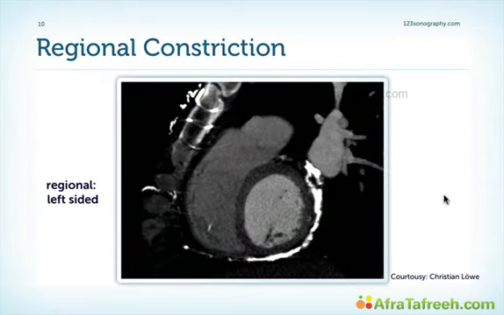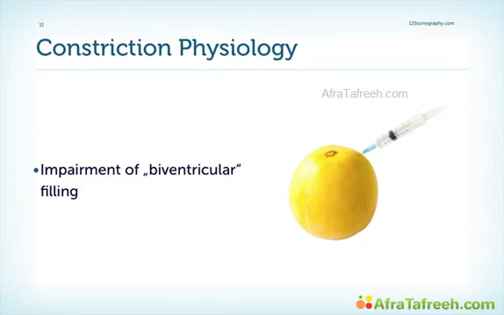Here's a beautiful CT image which shows you that the calcification is confined to the left ventricle, maybe a bit also towards the right ventricle here. But now let's turn to the physiology of constriction. Well, not surprisingly, if there is a shell around the heart, then we have problems to actually fill the heart. So the key feature here is we have impairment of biventricular filling.